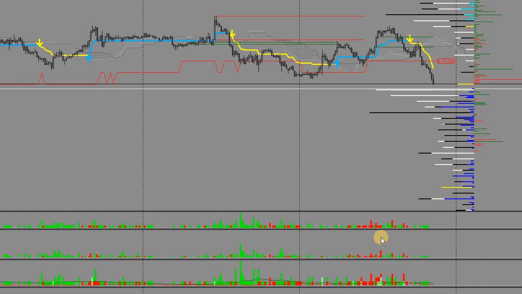Okay, today is the 18th of October 2018. It's 1940 local time. This is Australian dollar, US dollar on a 50-minute chart, trading around 0.71. As expected, the low and the plateau was taken out.